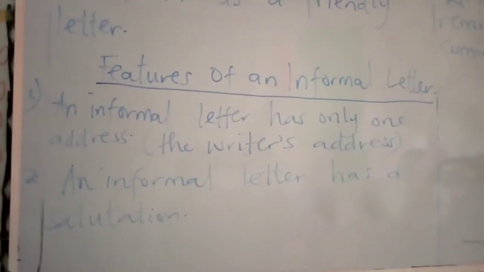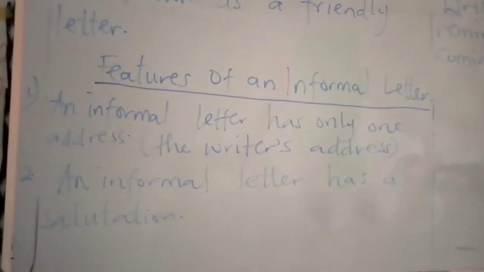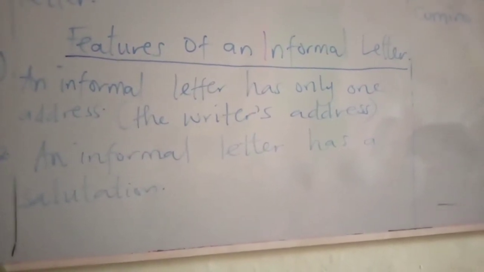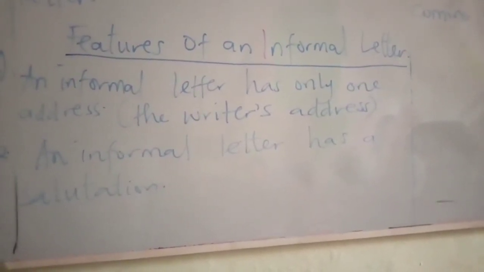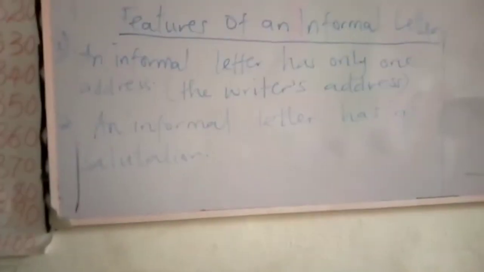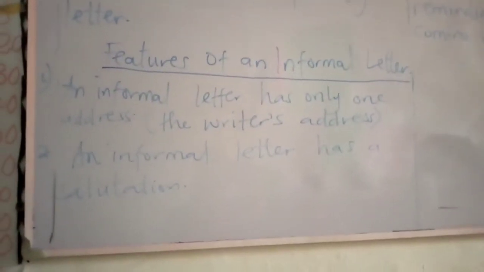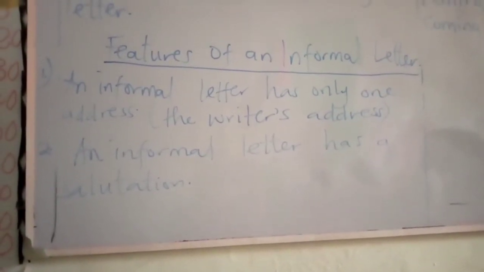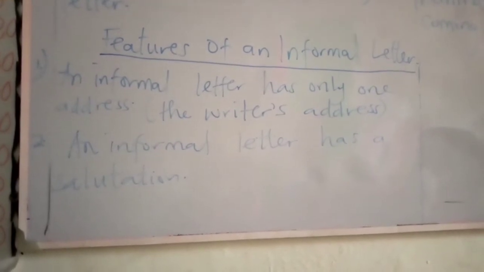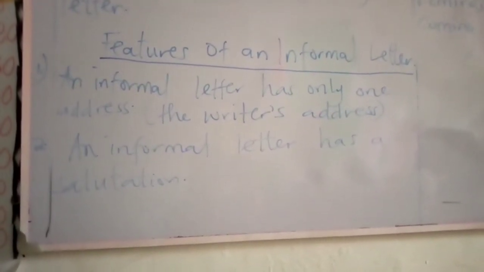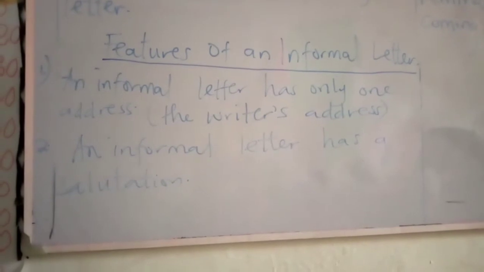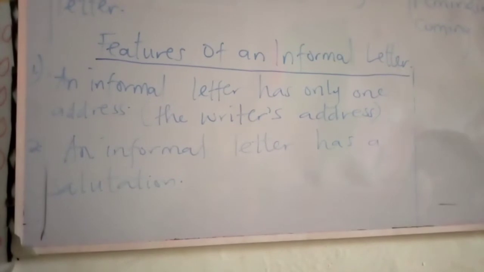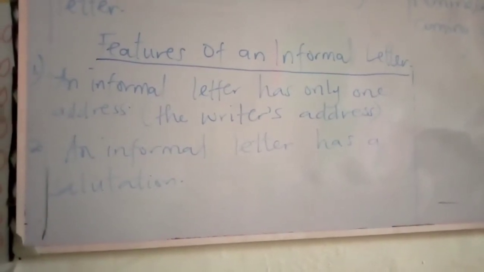If I want to write a letter to my friend, the address that will be on the letter is my address because I am the writer. So the writer's address is the address that is supposed to appear at the top right-hand corner of your booklet. If you are writing a letter to your friend, you are not writing your friend's address, you're writing your own address on the letter. So it is only your address that must appear on the letter.